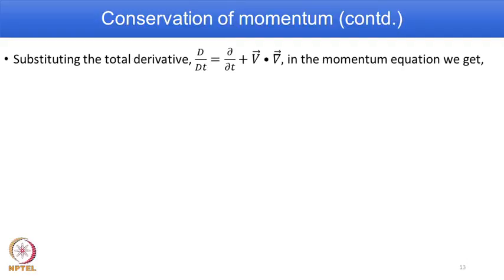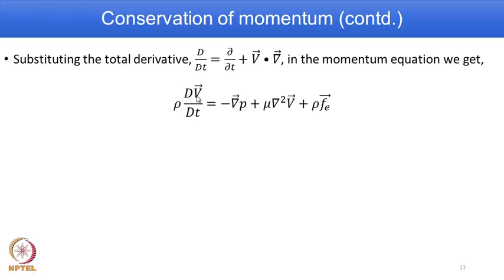We have already seen in the first class different review. We have seen the total derivative, which is capital D by Dt, equal to the time derivative, dou by dou t, plus v dot del. So if you substitute the definition of material derivative or substantial derivative, the total derivative, in the momentum equation, then it is rewritten as given here.